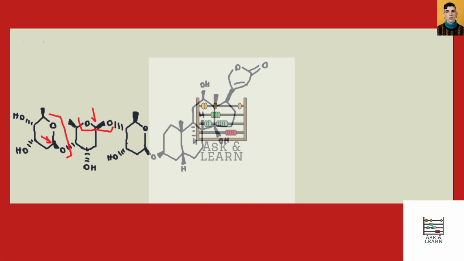So this carbon is bound to two oxygens that are ethers. And then the third one is going to be here. So this carbon is bound to two oxygens that are ethers. So those are the three acetals in this molecule. There are no hemiacetals in this molecule.